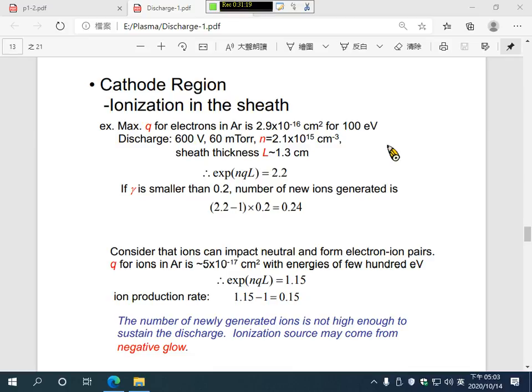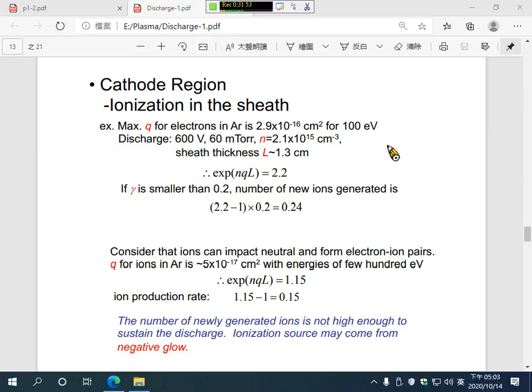This value is smaller than 1. So when you lose one electron to the negative glow, the cathode layer only can supply 0.24 newly generated electron and ion pairs. Okay, so the electron density and ion density will become smaller and smaller, and eventually the plasma will extinguish based on this calculation.